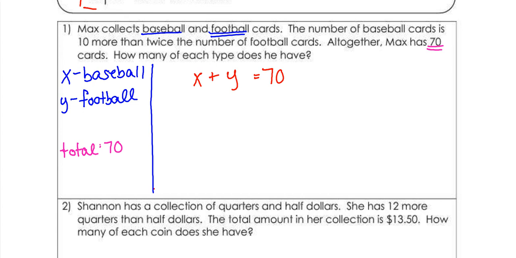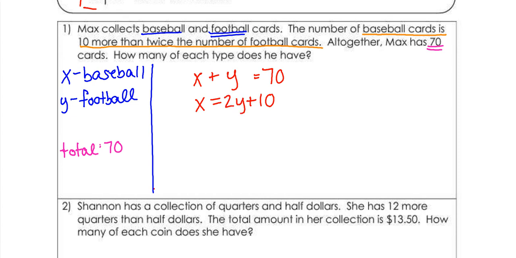Now I see this sentence saying the number of baseball cards is 10 more than twice the number of football cards. So let's pull that apart, and this is kind of where translating is going to help us out. Baseball cards is, we know that baseball cards is X, and we know the word is means equal. The rest of that says 10 more than, so more than switches my order, so I have plus 10, twice the number of football cards, so twice football cards.